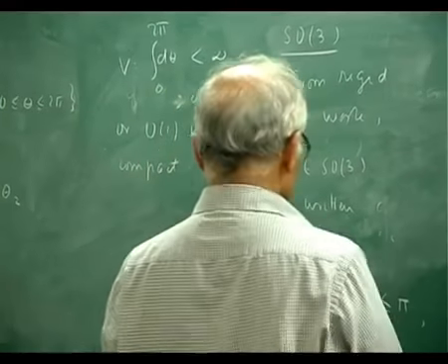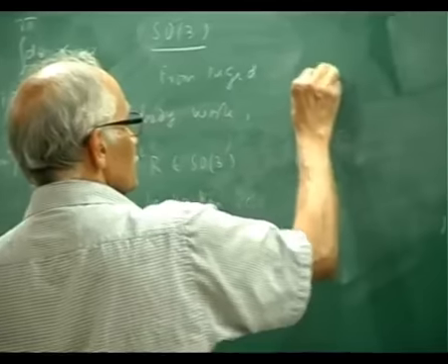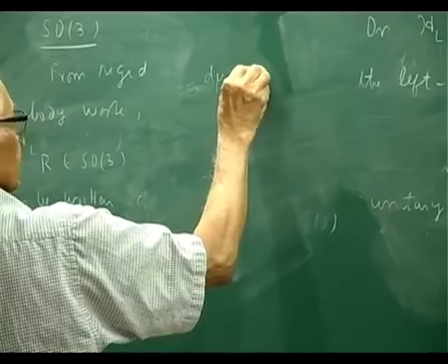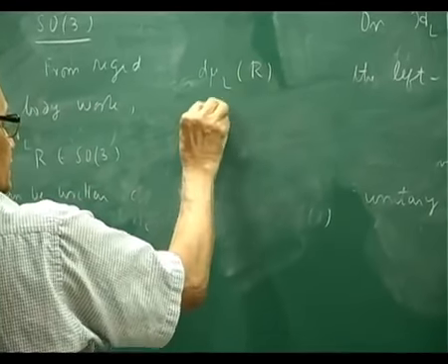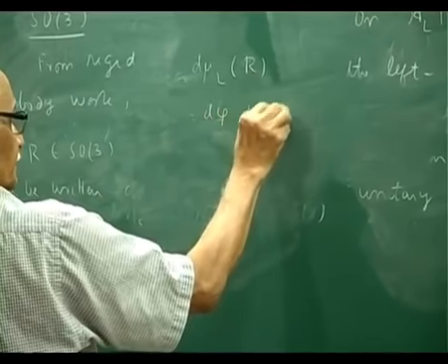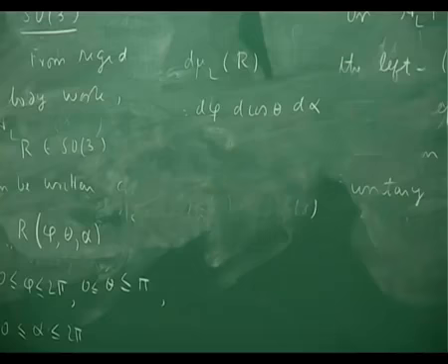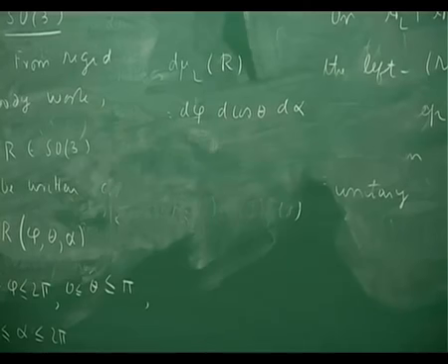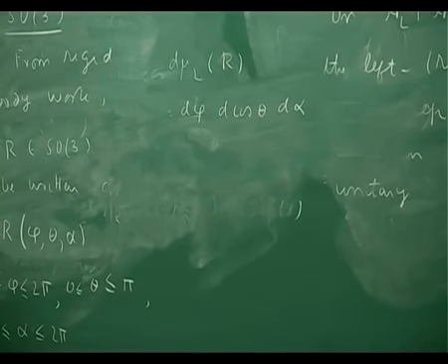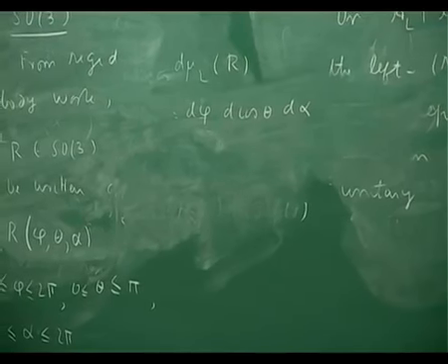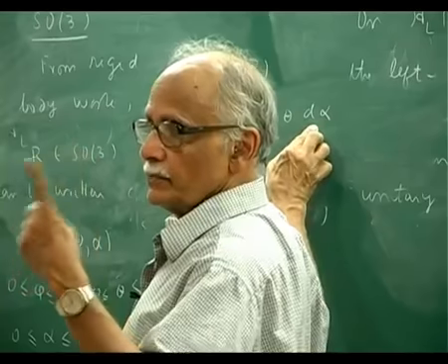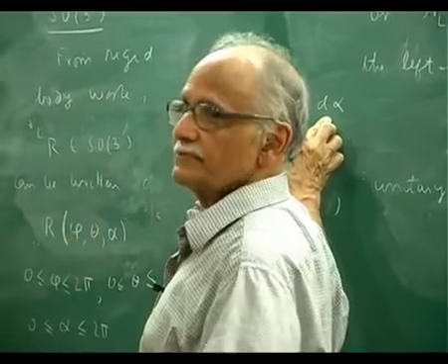Then let's write d mu L for the SO(3). I give you the answer: d phi, d cos theta, d alpha. I am not deriving it. There are trick ways of deriving it. You will notice that these two factors are just the volume form on the 2-sphere, and this is the missing thing, the rotation which leaves a point on the sphere fixed.